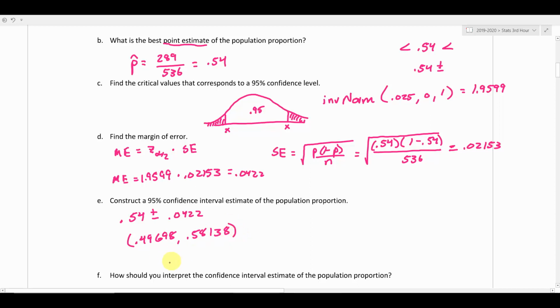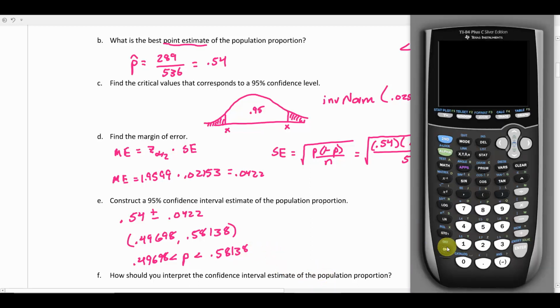All right, and if you wanted to set up a trilinear inequality, you make sure you use the correct symbol here. You're going to say proportion, tuck it in between two inequality symbols, and then you just put your upper and lower bound. So 0.49698 over here and 0.58138. All right, so that is the construction of our confidence interval.